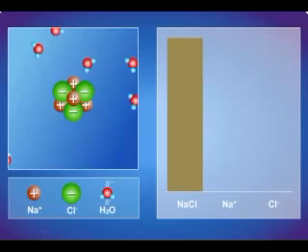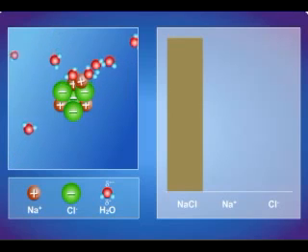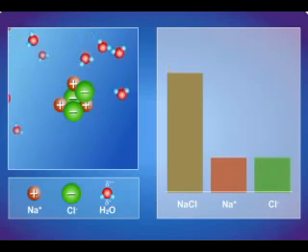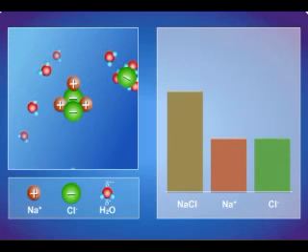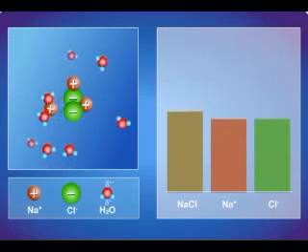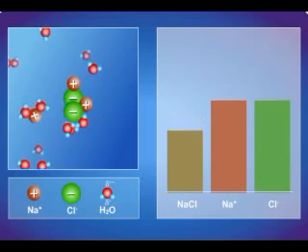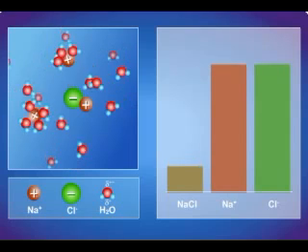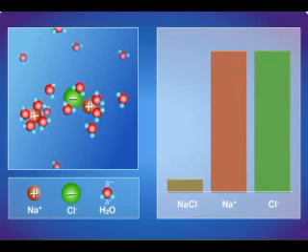Polar water molecules interact with the positive and negative ions of the salt. The positive ends of the water molecules are attracted to the negative chloride ions. The negative ends of the water molecules are attracted to the positive sodium ions. This interaction between the water and the salt ions causes the salt to break apart or dissolve in water.